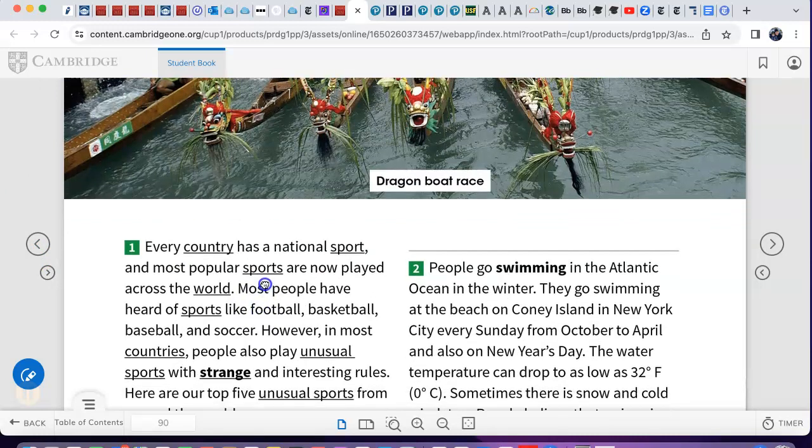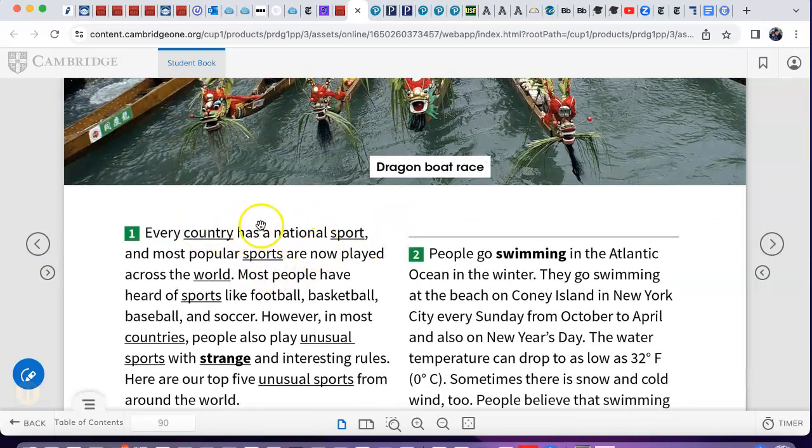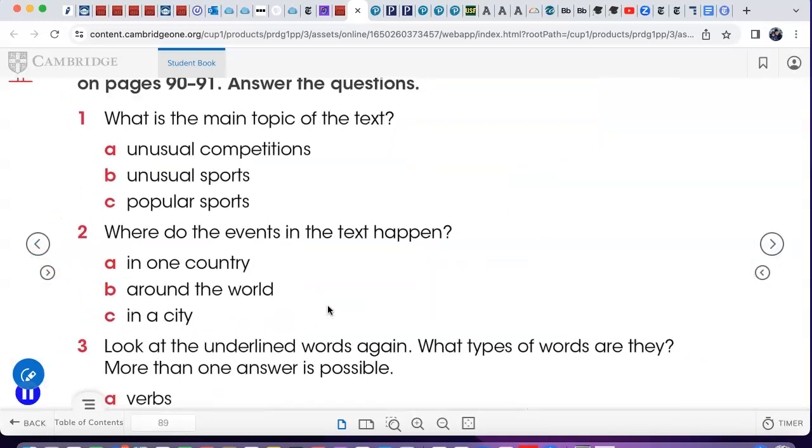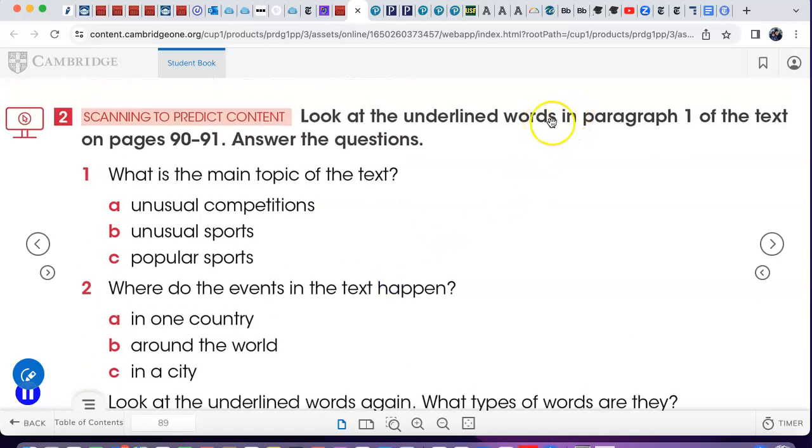And in focusing on that first paragraph, looking at those words, country, sport, world, countries, strange, lots of references to sport. If you had to answer the first question, what is the main topic of the text? Unusual competitions, unusual sports, or popular sports, based on the underlined words in the first paragraph. I think we would agree that it's certainly either A or B, right? Unusual or strange sports.